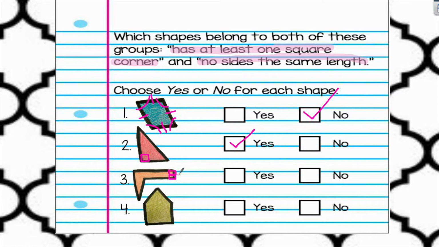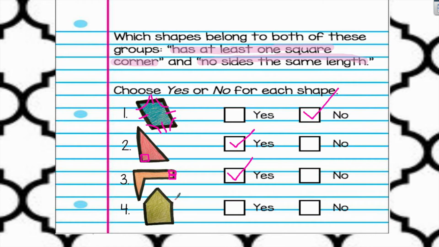Now I need to see if it has any of the sides that are the same length. When looking at this shape, I can tell that none of these sides are equal in length. So this shape, I'm also going to mark yes, because it meets all of the needs of the group. Let's move on to our last shape.